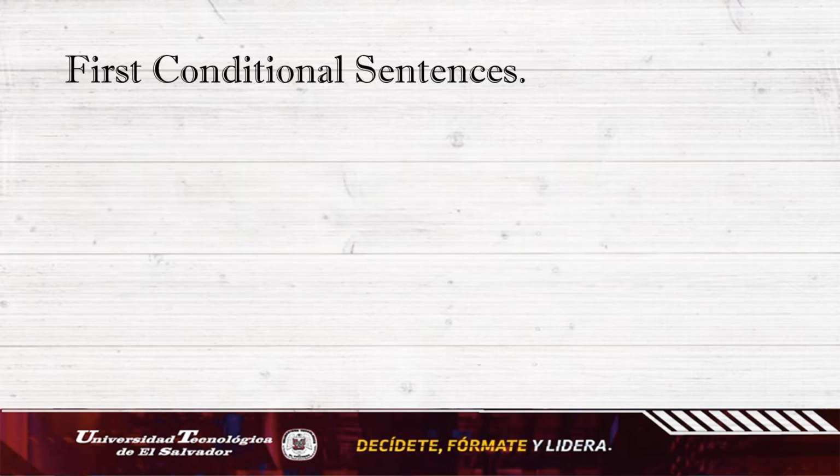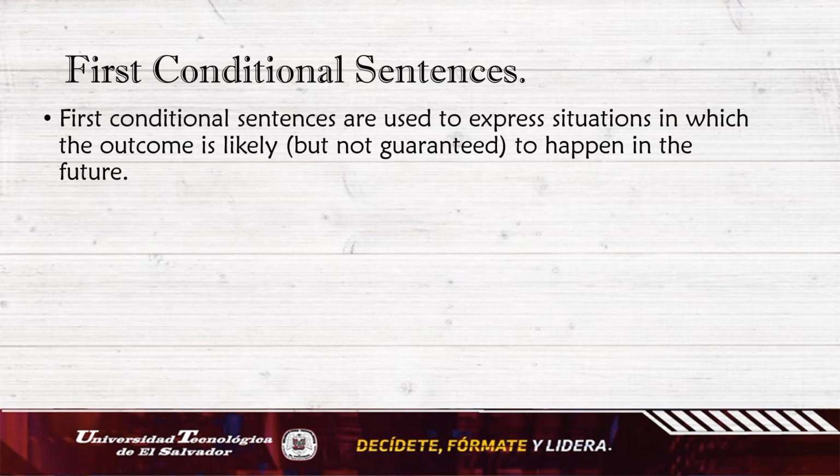First conditional sentences. First conditional sentences are used to express situations in which the outcome is likely, but not guaranteed, to happen in the future. Look at the example below. If you rest, you will feel better.